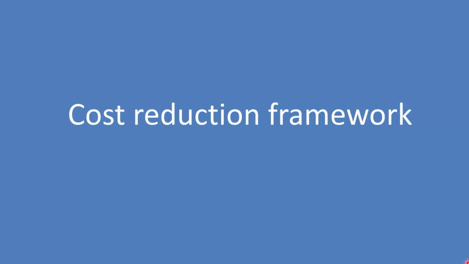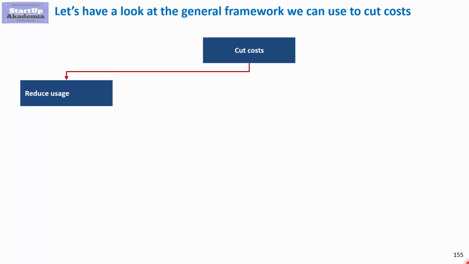Cost reduction framework. Now let's have a look at how you can reduce costs. And as always, I will show you a general framework that you can apply in many industries. When we are talking about costs, there are actually 4 directions you can pursue. First of all, you can think about ways to reduce the usage of a certain thing that you are currently using and paying for.